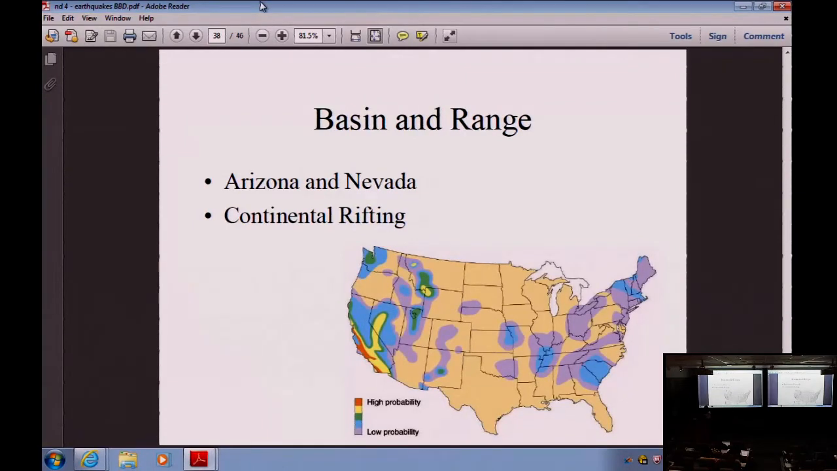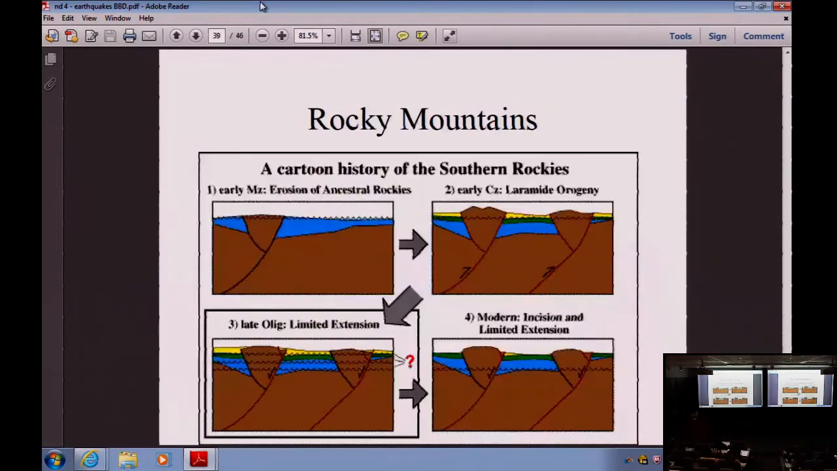So Basin and Range Province. Rocky Mountains are the same thing. I just put this in as a diagram. You don't have to worry about the time periods or anything of that nature. But again, this is pull-apart tectonics.